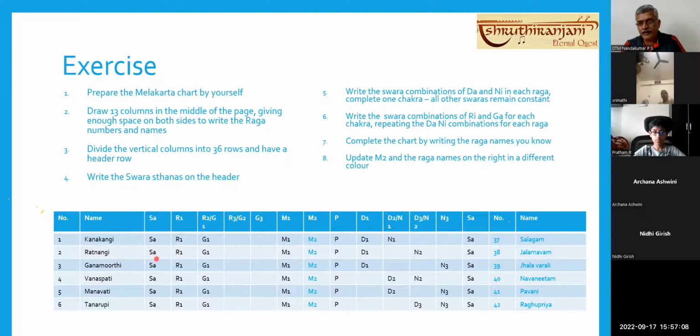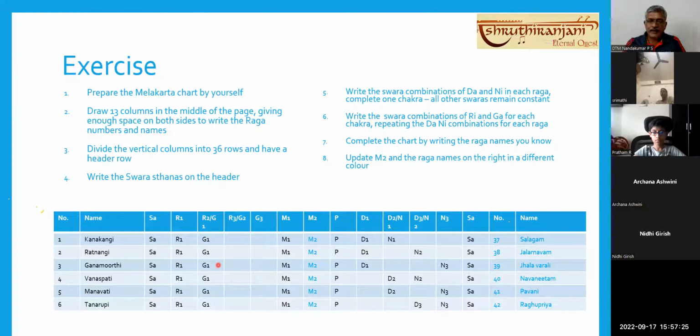Fourth chakra, Re1 becomes Re2. So Re2, Ga 2. Right? Fifth chakra, Re2, Ga 3. So like that, you just have to copy. If you understand and you write one chakra correctly, then for each chakra there will be variations, and you will see that it keeps on moving.